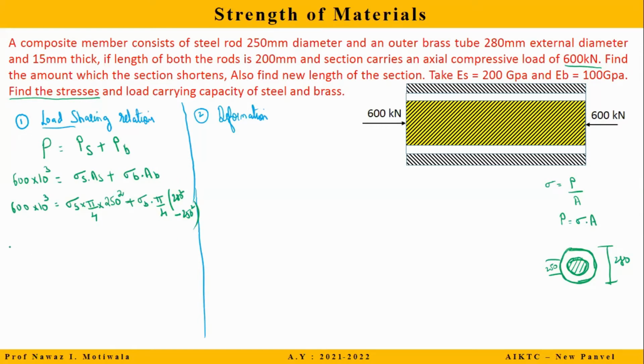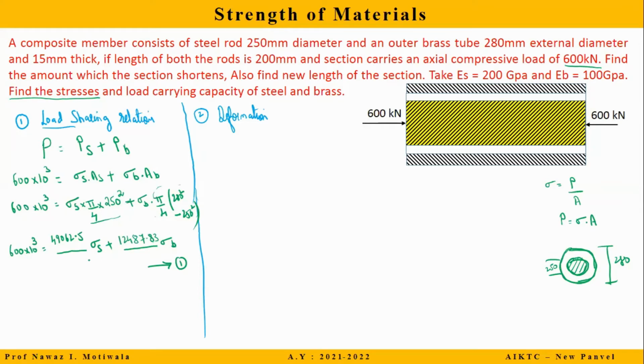So now after simplifying, 600 multiplied by 10 raised to 3 is equal to some number times sigma S, plus some number times sigma B. And what are those two numbers? 49062.5 is the answer for this particular part. Now similarly, do this calculation and tell me what will come with sigma B. 12487.83. Now we have got one equation.